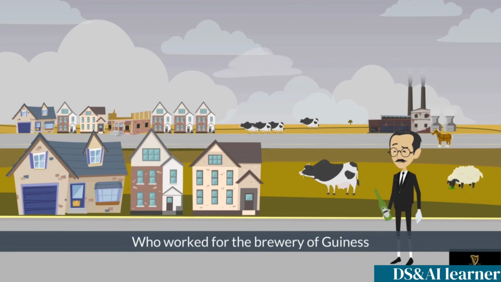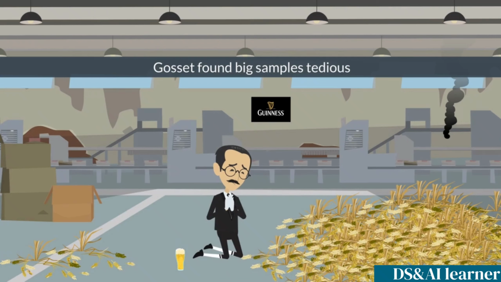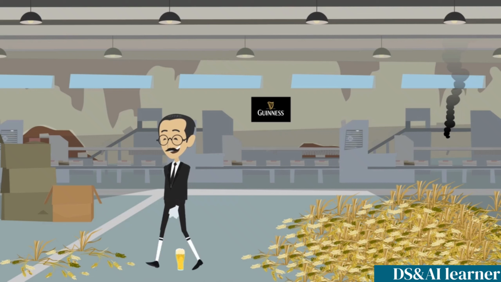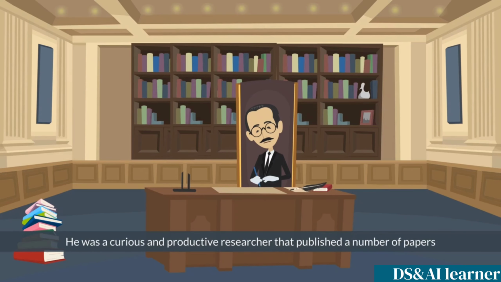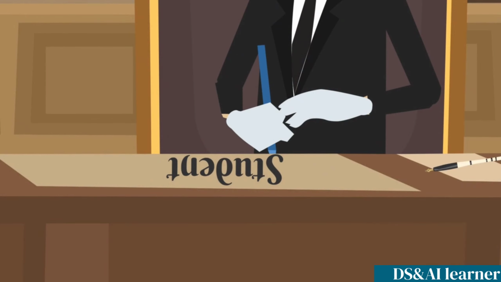He developed different methods for the selection of the best-yielding varieties of barley, an important ingredient when making beer. Gossett found big samples tedious, so he was trying to develop a way to extract small samples but still come up with meaningful predictions. He was a curious and productive researcher and published a number of papers that are still relevant today. However, due to the Guinness Company policy, he was not allowed to sign the papers with his own name. Therefore, all of his work was under the pen name Student.